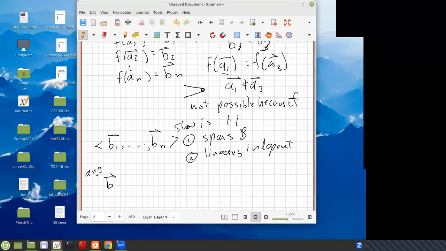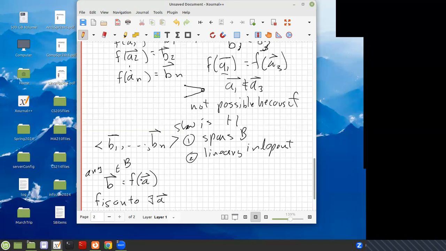Any vector B. So how do we proceed? Well, one thing we know is because F is onto, that means that for any vector B in the codomain, there is a vector A, a member of the domain, such that B equals F of A. We know that an A exists because F is onto, so there has to be a preimage, some vector in the domain that maps to it.